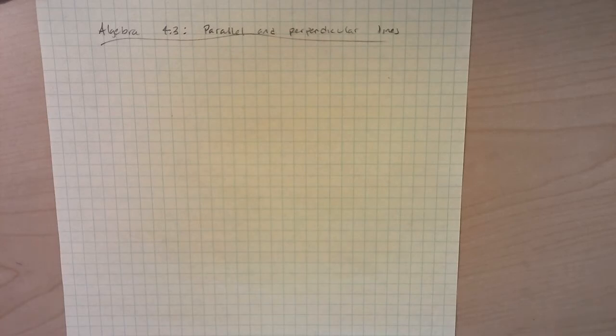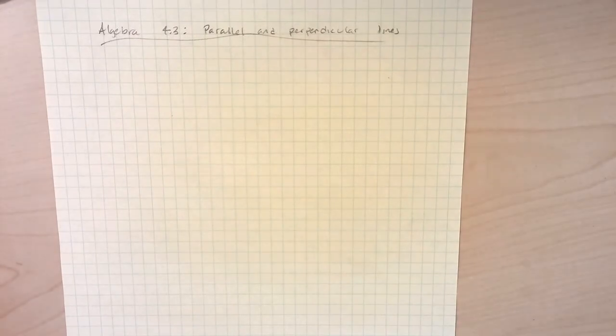Okay, this is Algebra 4.3, parallel and perpendicular lines. So in 4.1 and 4.2, you wrote equations of lines, both in slope-intercept form and point-slope form. Keep that in mind when we're talking about parallel and perpendicular lines.